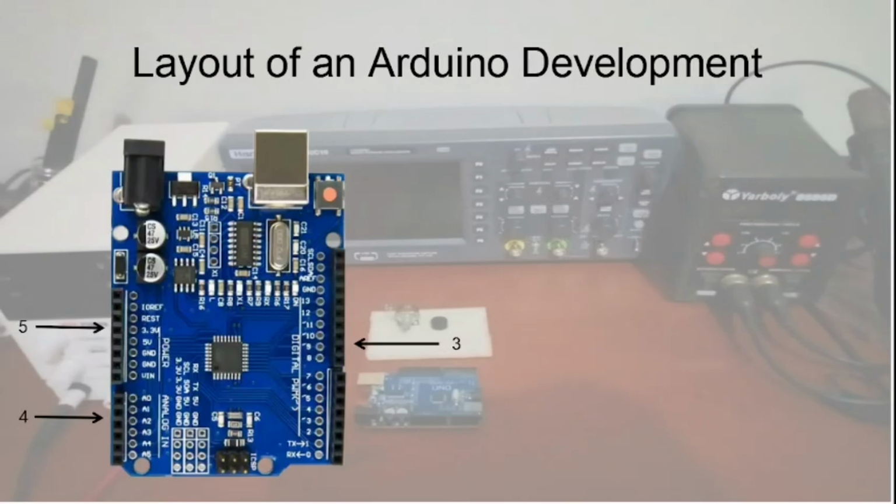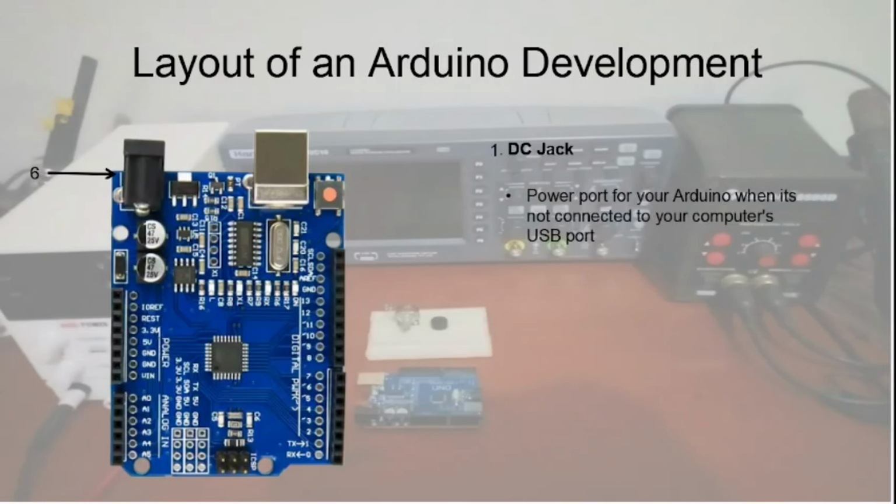The DC jack is there to provide us a convenient way to power our Arduino development board when it is being used in a standalone project that may not allow us to connect it to our computer's USB ports. It accepts between 7 and 12 volts.